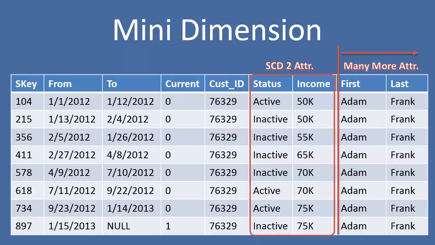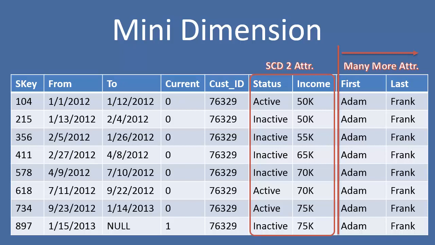These two attributes, status and income, that are tracked as SCD2 are causing this dimension to grow very quickly. There could be, let's say, 1 million customers that we're trying to track, but because these particular attributes are changing so rapidly, it could quickly turn this million record dimension into a 100 million record dimension.